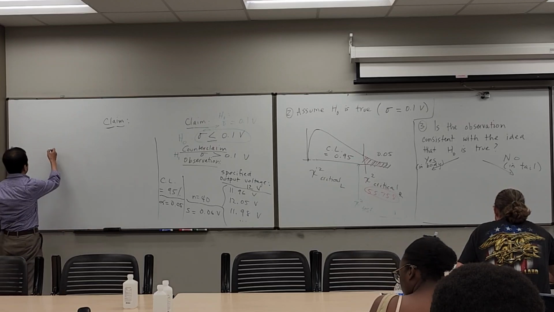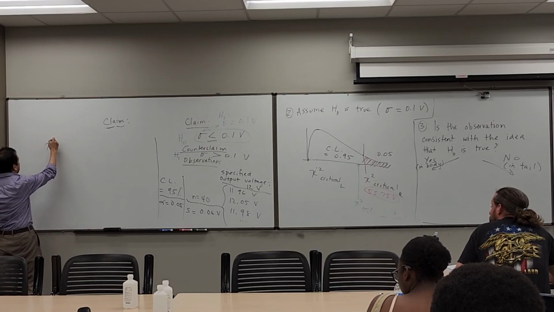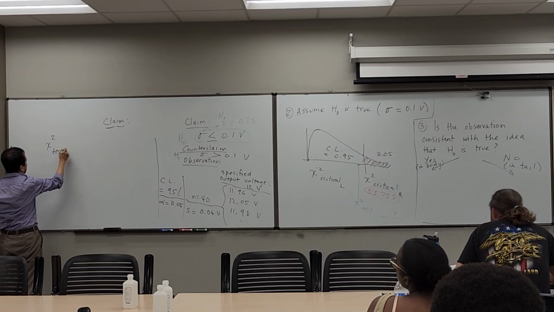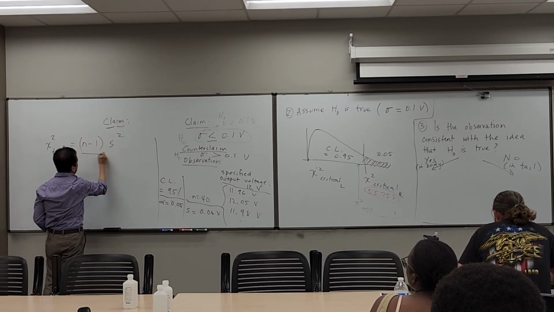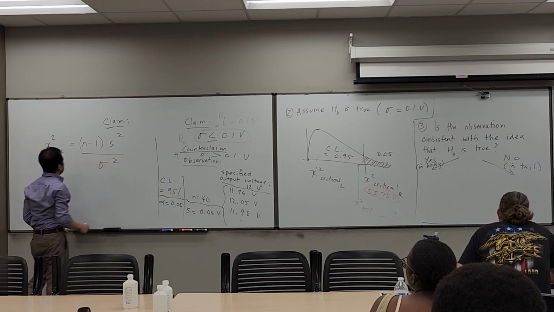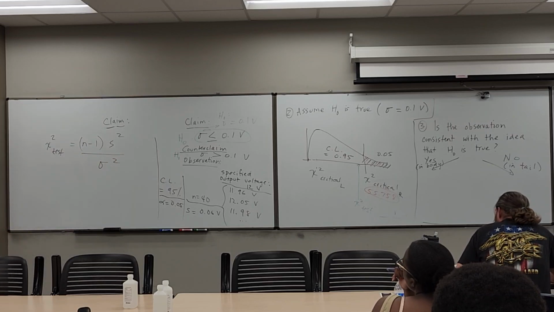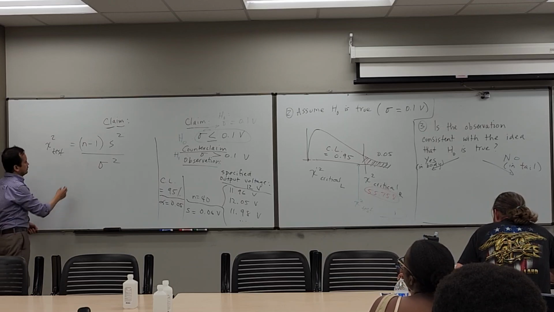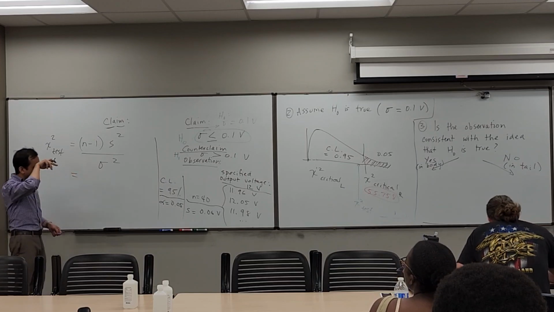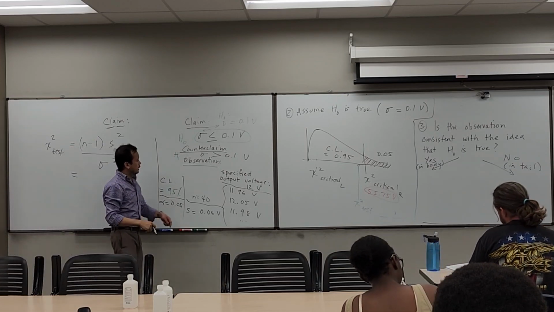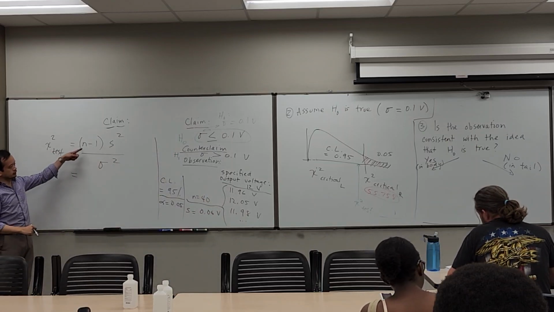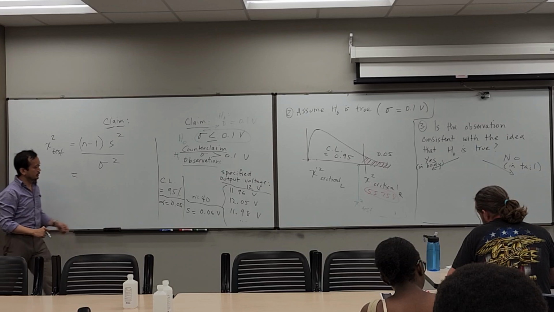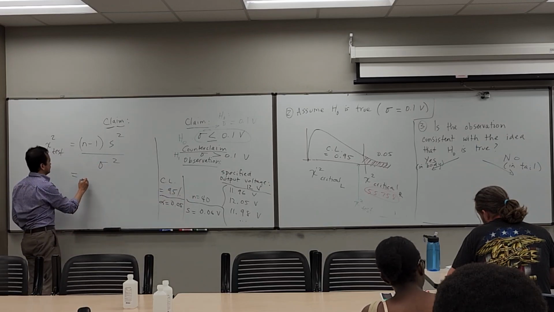So the formula for chi-square test will be this formula: n minus 1, the quantity, times s squared over sigma squared. So let's go ahead and calculate chi-square test for this example, given the observation of our sample. So n will be 40 minus 1, which is 39.